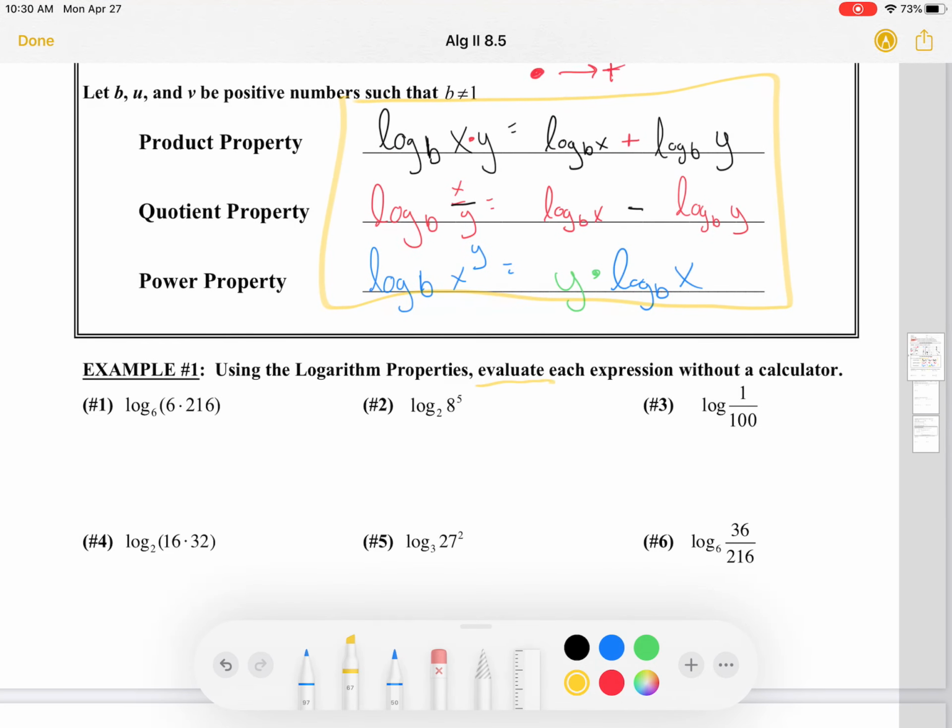So we are evaluating each of these. So what does evaluate mean? That means get a final number answer.